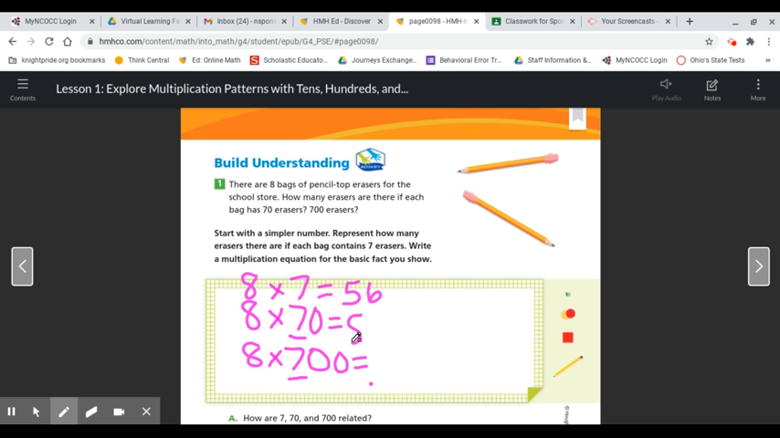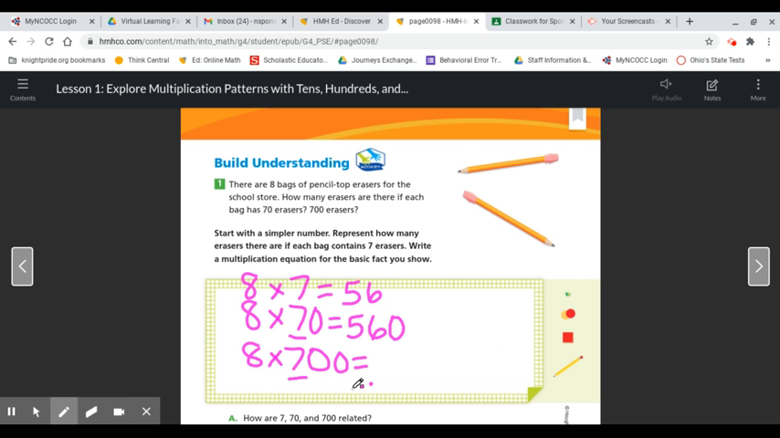8 times 70, I start with 8 times 7, which is 56. But then I'm not just multiplying it by 7, I'm multiplying it by 7 tens. So I need to add that 0 to make it complete, 560.